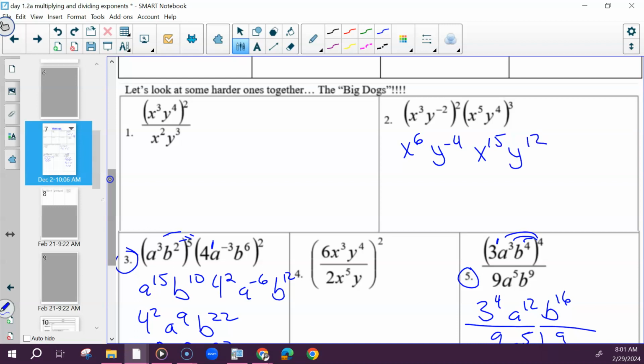You could keep them in parentheses, you don't need them. Combine them how? Adding the exponents. Add the exponents. So what would the exponents become? 21st.